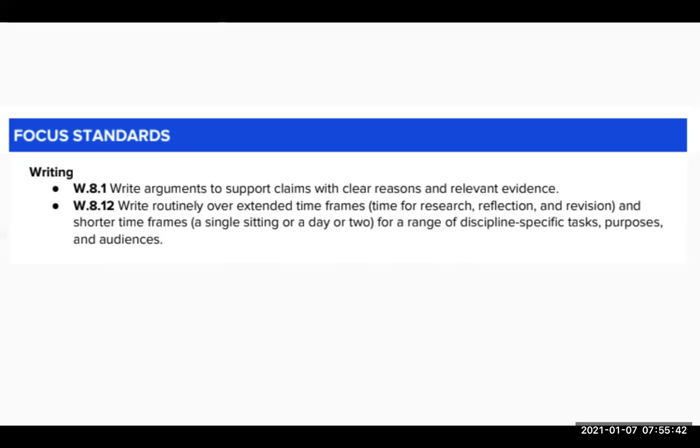The first says, write arguments to support claims with clear reasons and relevant evidence. The second says, write routinely over extended timeframes and shorter timeframes for a range of discipline-specific tasks, purposes, and audiences.